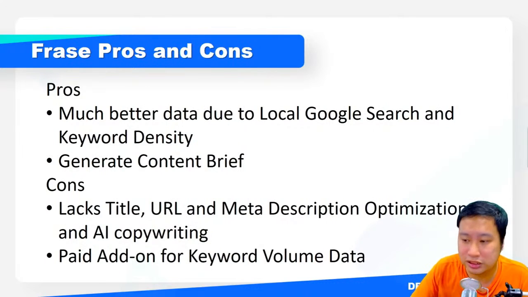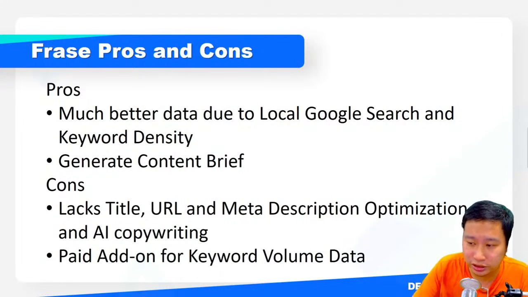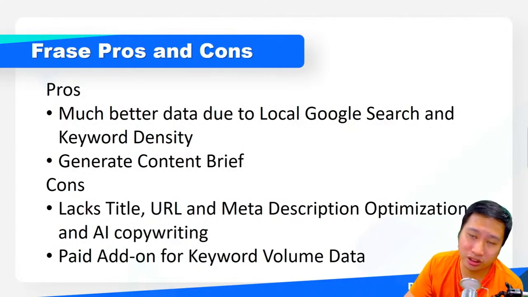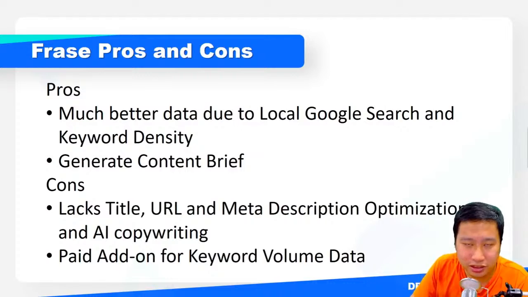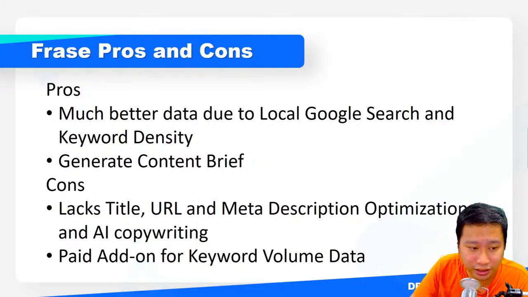And the cons are that it doesn't have title, URL, and meta description optimization, and it doesn't have AI copywriting, right? Because the AI is based on NLG, so it doesn't write content in a manner that is optimized for copywriting. And usually with the title and meta description, that's where you want copywriting so that you can improve your click-through rate. And then for keyword volume data as well, you have to pay additional for this feature. However, what I would say is that you can just make use of Google Keyword Planner for this data itself.